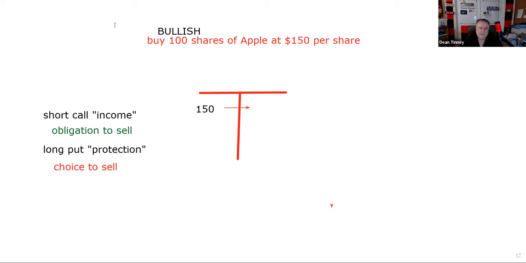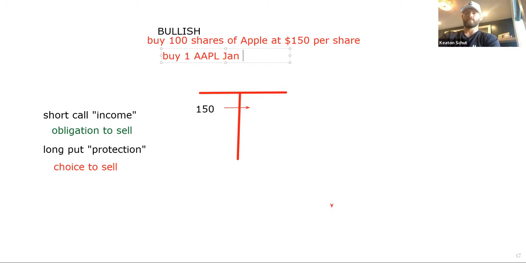So now we're going to buy one Apple. Now we have to decide how long we want the protection in place. The longer we want the protection in place, the more it's going to cost us. So maybe we don't know what Christmas sales are going to be. We're bullish on Apple, but we're just worried that something happens. Maybe we go out to January so we can get some visibility on Christmas. Now we need to decide where we want to put the floor. A choice to sell at a higher strike will give me greater protection, but it will also cost me more money. So 145, let's go for a 145 put.